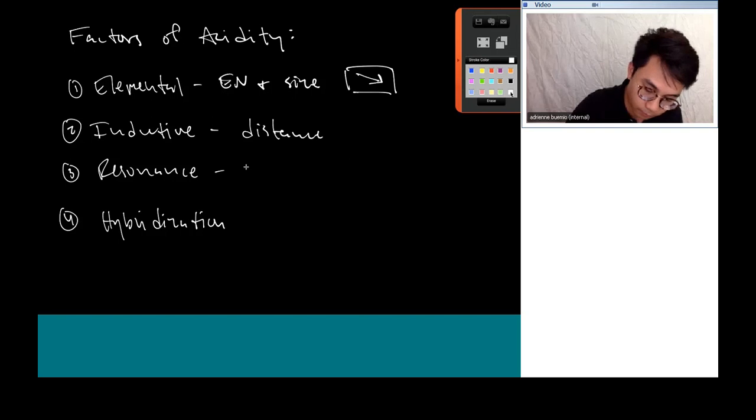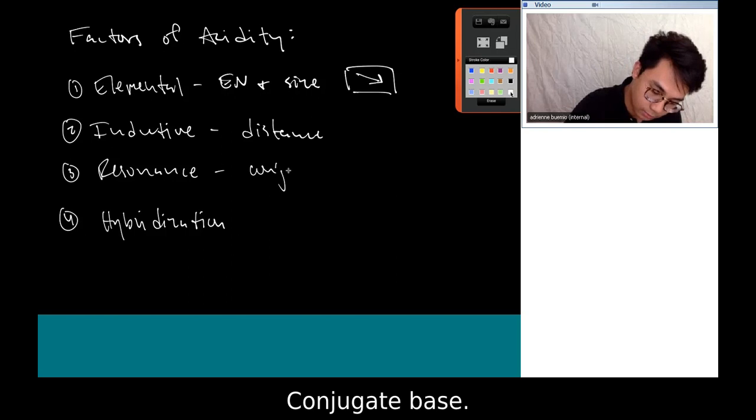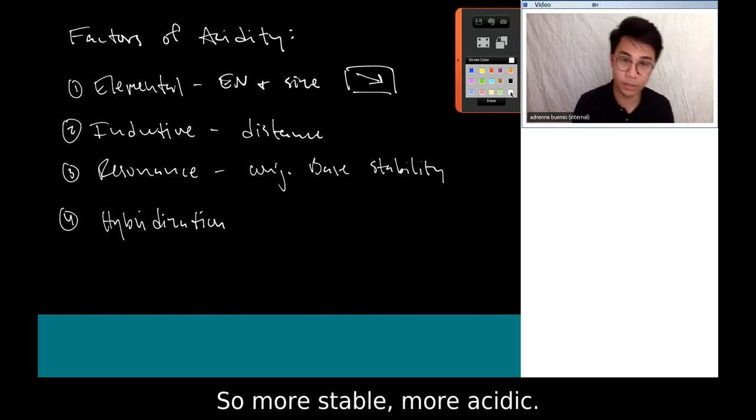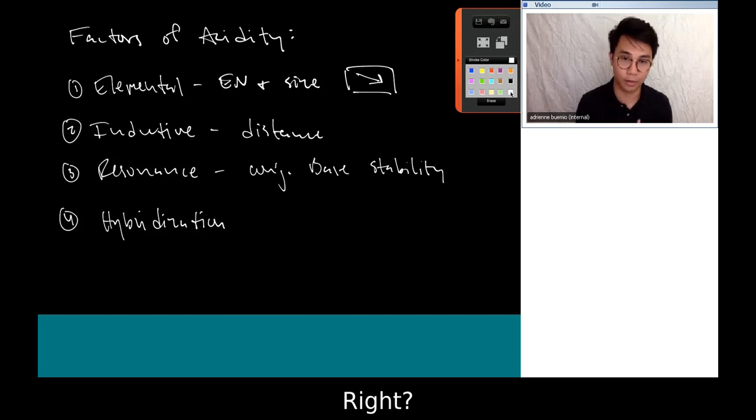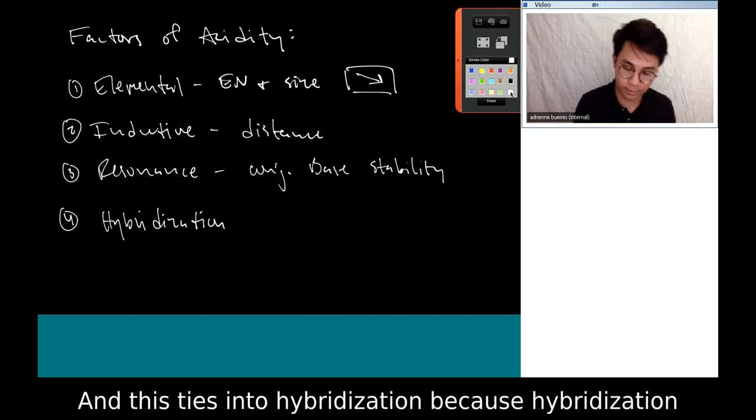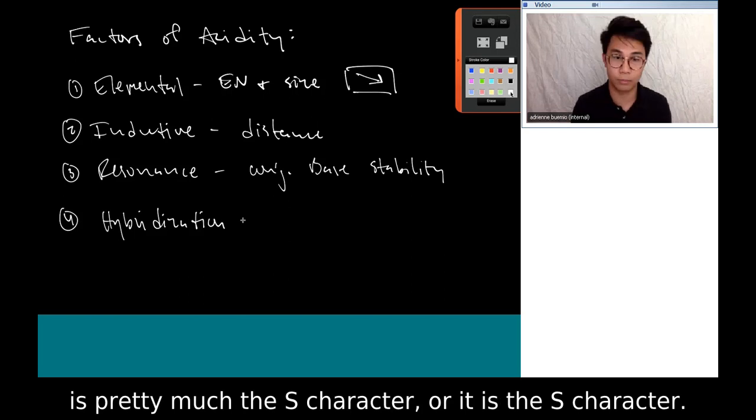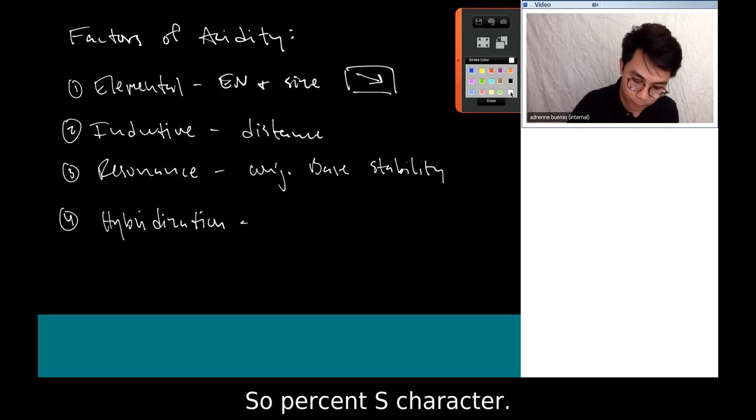Let's see, conjugate base stability. So more stable, more acidic, right? And this ties into hybridization because hybridization is pretty much the S character. Well, it is the S character. So percent S character.